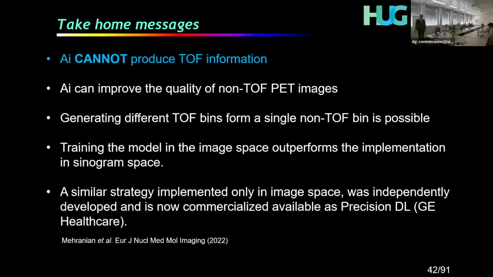So based on this study, we understand AI cannot provide TOF information, of course, but AI can make the non-TOF images very similar to TOF images. And of course, generating different TOF beams from a single non-TOF beam is possible, and training the model in image space outperforms the implementation in the sinogram space. And we also know GE Healthcare, General Electric company, provided a similar strategy only on image space, and it's now commercially available.